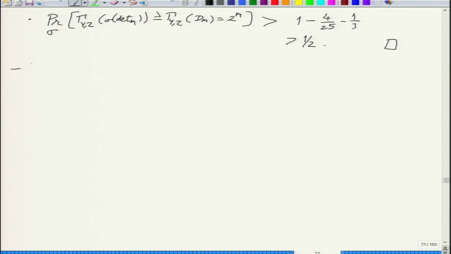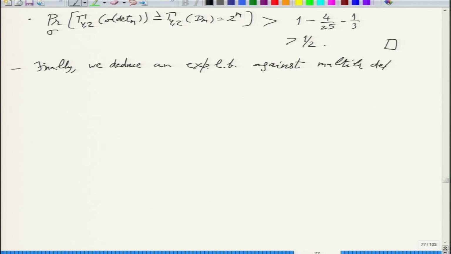Right, so now we are set, we can connect the two. So we deduce an exponential lower bound against multilinear depth 3.